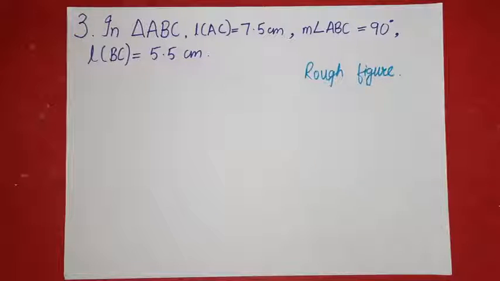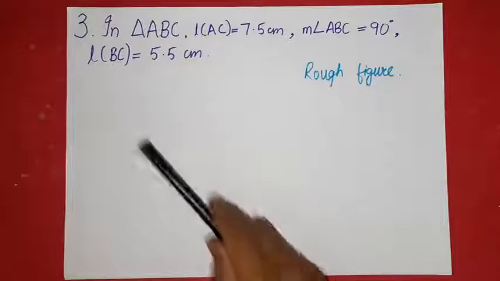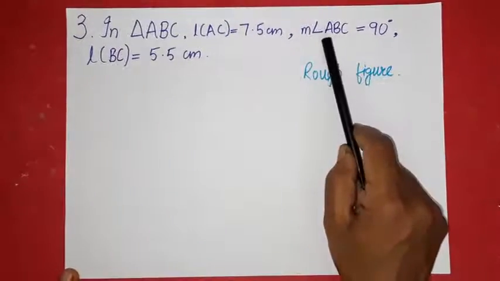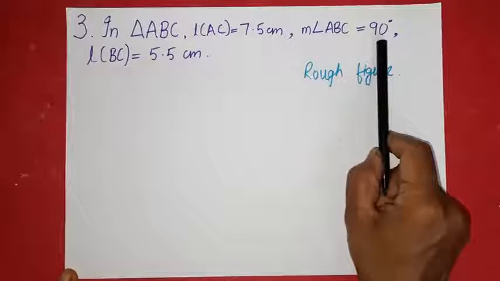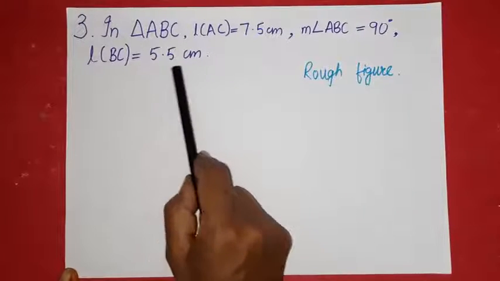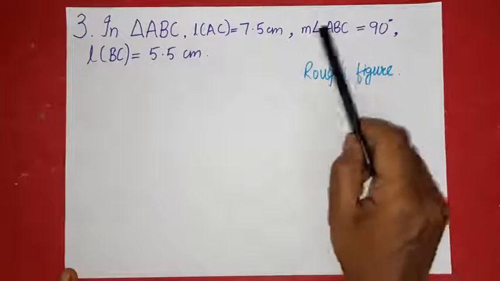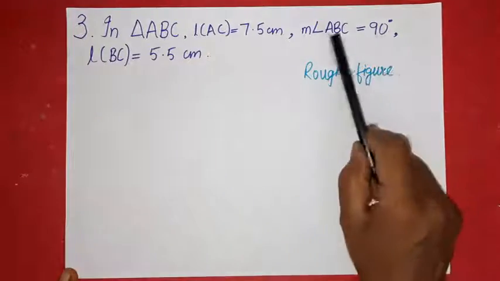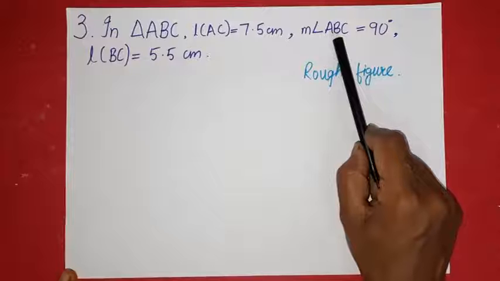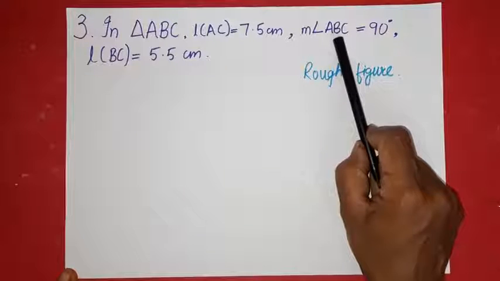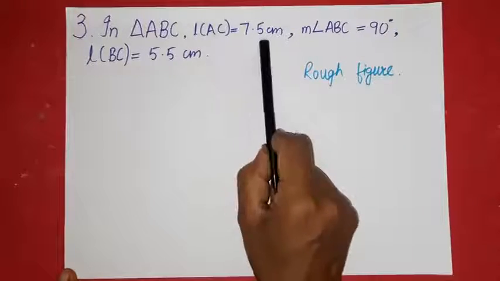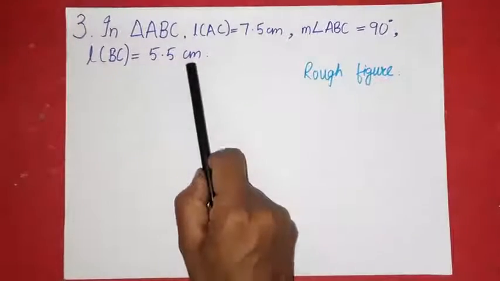Now children, we will start with the third example. In triangle ABC, length AC is 7.5 centimeter, measure of angle ABC is 90 degree and length BC is 5.5 centimeter. Now in this triangle, measure of angle ABC is 90 degree, that is, the right angle is formed at the vertex B. Therefore, the name of the hypotenuse will be segment AC. So this is the hypotenuse and this is the side forming the right angle.